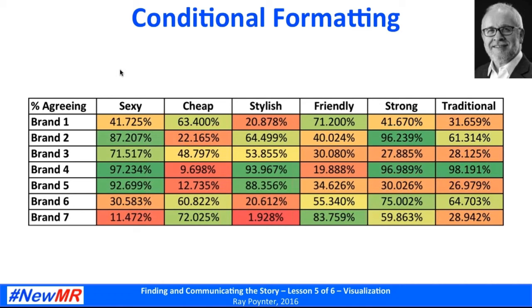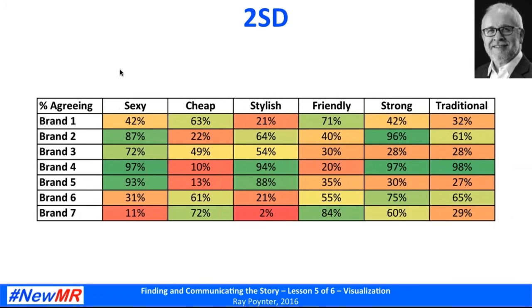So now all of a sudden, I can see that brand 7 is really low on stylish and pretty low on sexy. So just by doing that, I start to get some visualization sense. We change that to 2 significant digits, so let's get rid of all those decimal places. It becomes a little clearer.